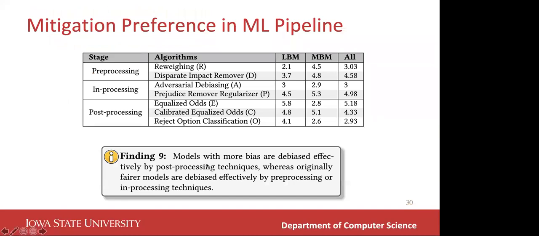We also analyzed which mitigation techniques are better for which kind of data set. These are the least biased models, and these are the most biased models. This is the rank, so if the rank is very low, then it is the most successful. Post-processing techniques have very low rank for the most biased models, but for the least biased models, pre-processing techniques are successful. So if the model has a lot of bias, post-processing techniques might be good, but if it does not have much bias, then pre-processing techniques are good.